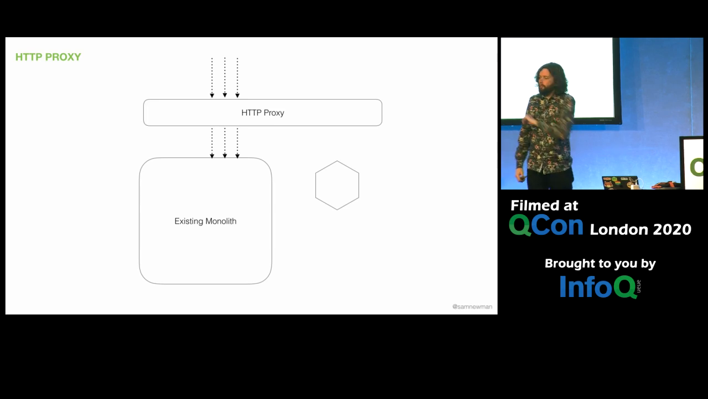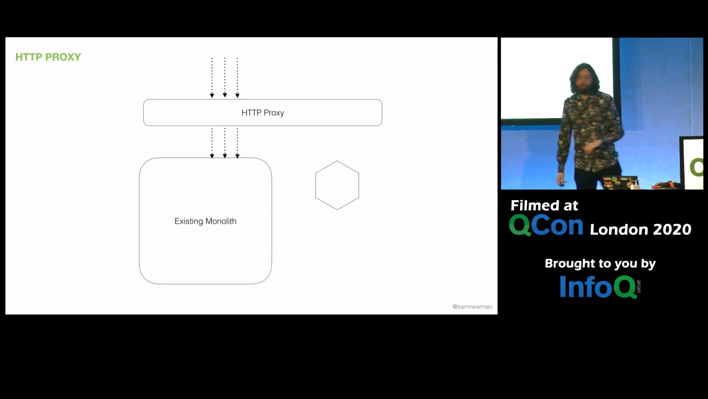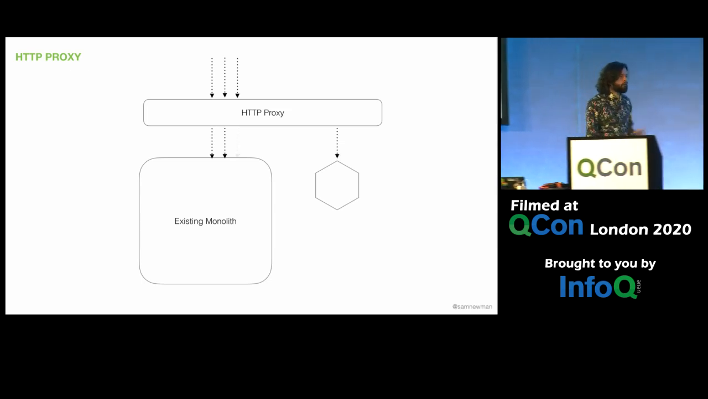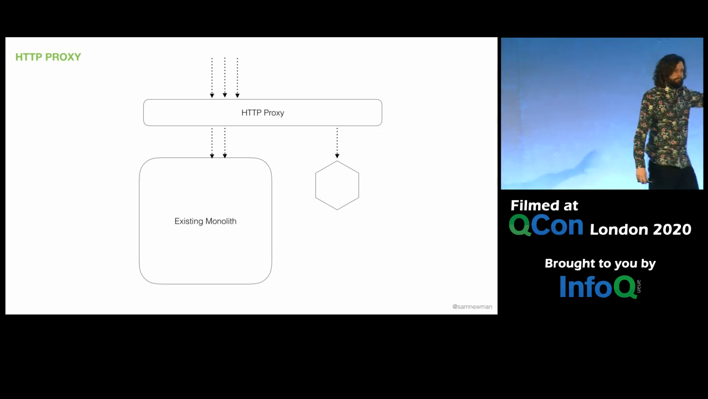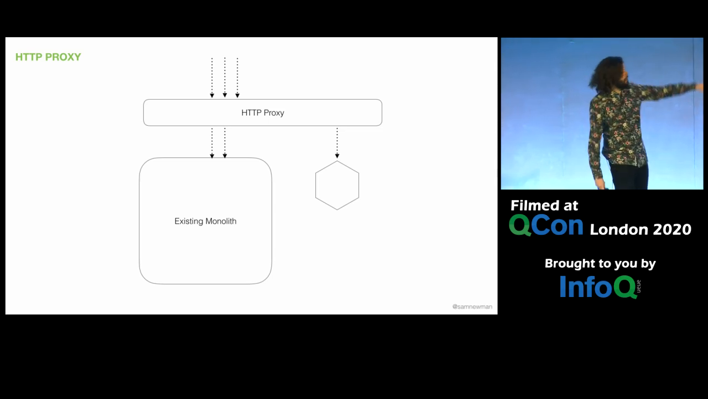When you're ready, when you think the functionality is equivalent to the old system, you just reconfigure the proxy to divert calls from the old functionality over into your new functionality. That's it. It's quite straightforward. Now, I've sidestepped data.